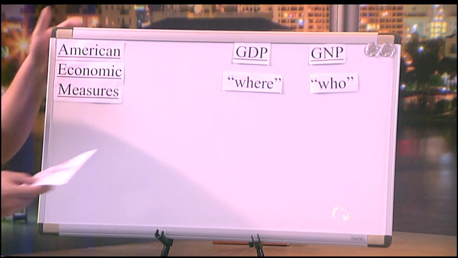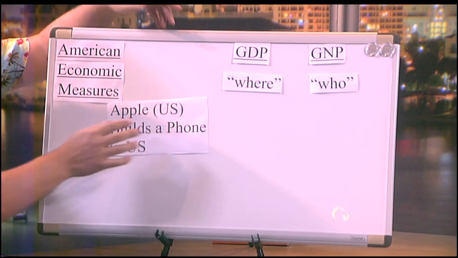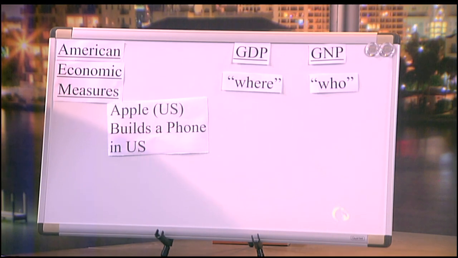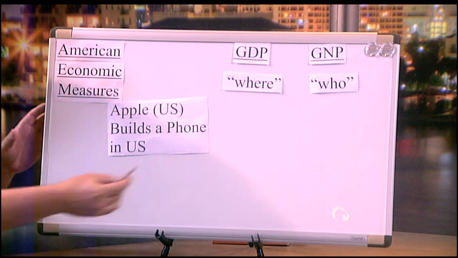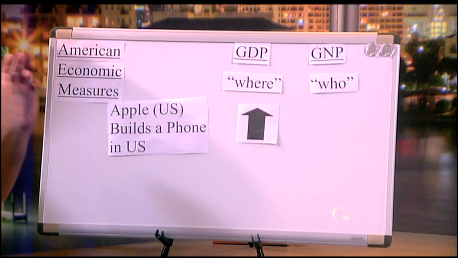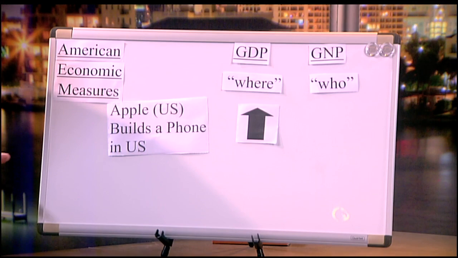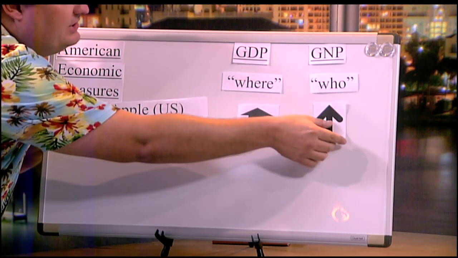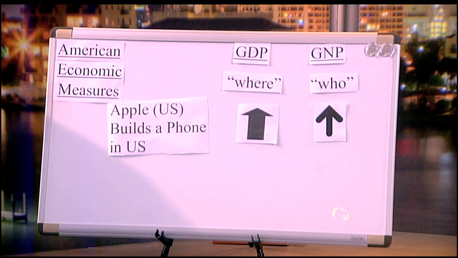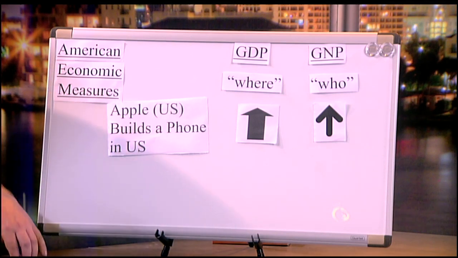So, for example, let's say that Apple builds a phone in the United States, and we want to see how that changes GDP versus GNP. Well, because it was produced in the United States, it's going to increase GDP. And because it was an American company who built it, that would also increase GNP. Because again, it was American in America, that increases both GDP and GNP.